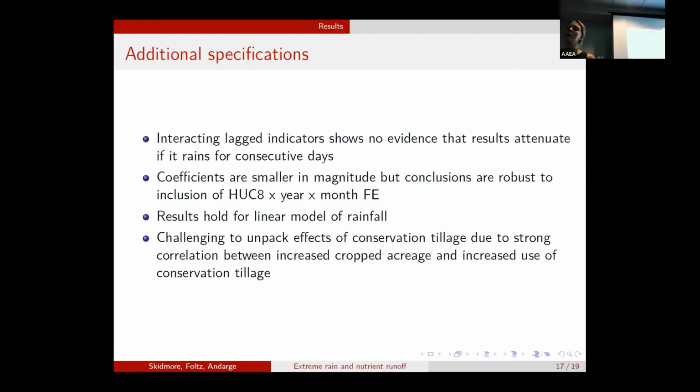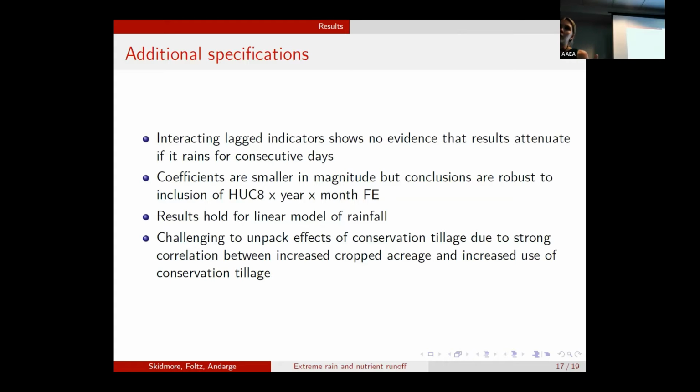All right, so we have a number of additional specifications. We interact our lag indicators and find no evidence that the results attenuate if you have consecutive days of rain. We do test the model with HUC 8 by year, by month fixed effects, so then we're just identifying off of variation within the HUC 8 within the month. We still find the same conclusions, although the coefficients are smaller. The results hold for just a linear model of rainfall.